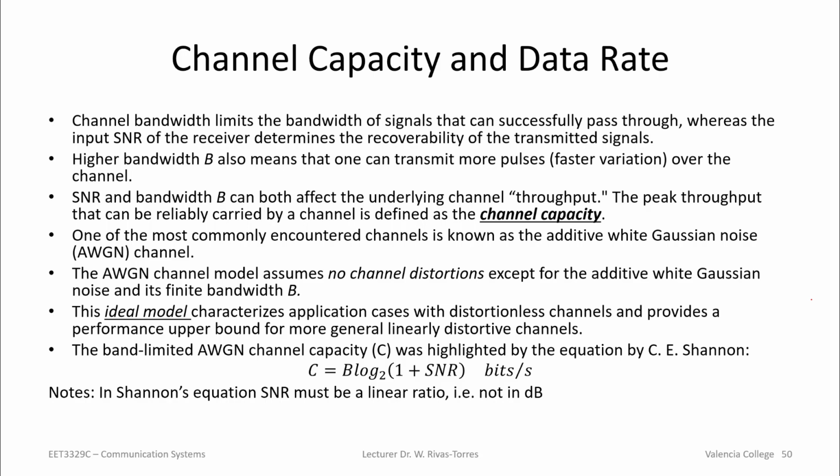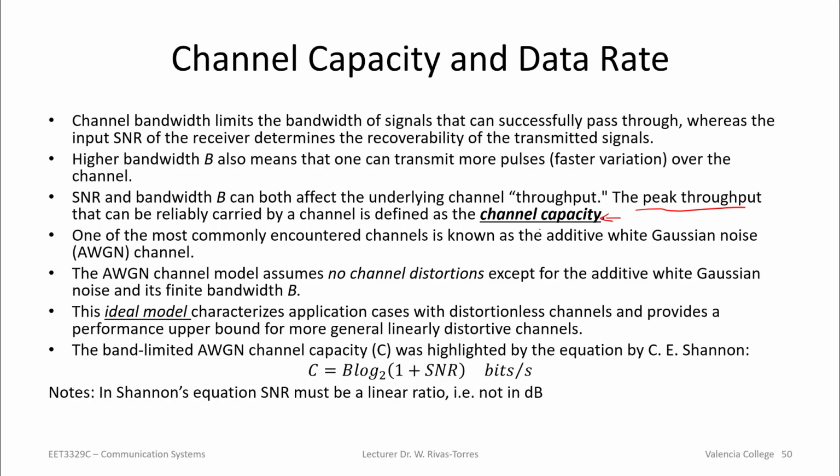So signal to noise ratio and bandwidth can both affect the underlying channel throughput. The peak throughput that you can send to the channel, or the maximum throughput, if you want to call it that, whatever that maximum is, is what we call channel capacity. So a channel has a certain capacity.